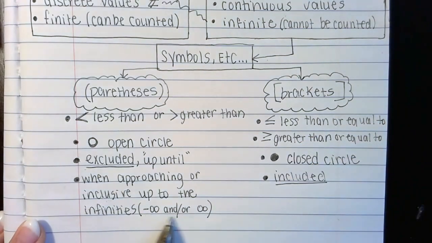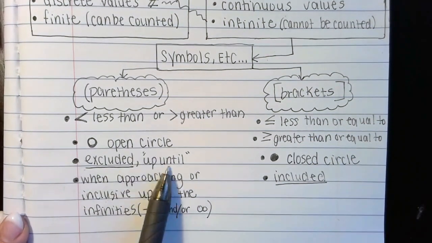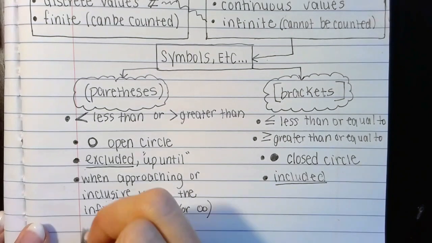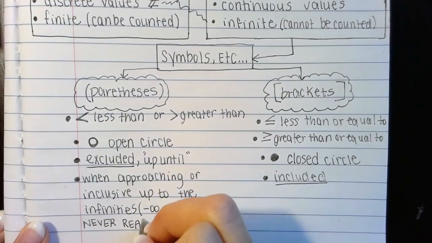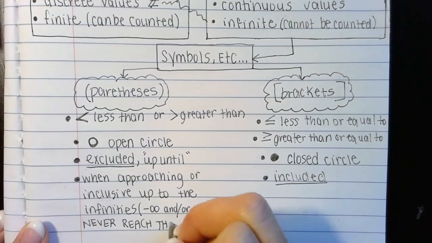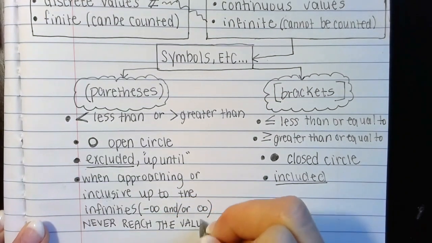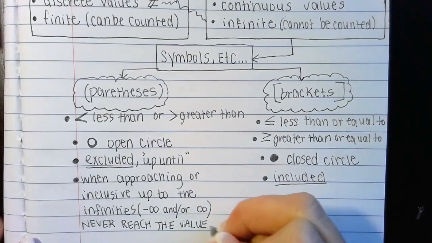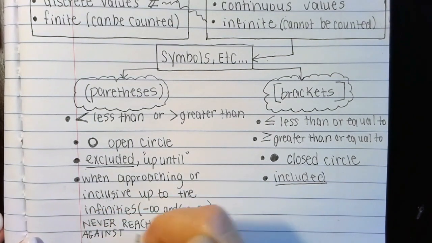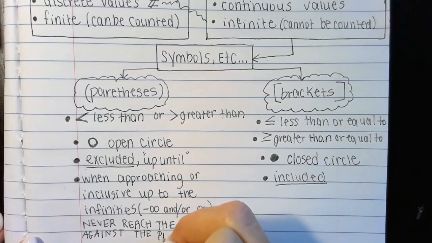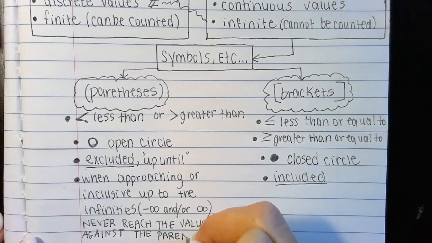Okay. Now with the infinities, you'll never reach them, up until you don't touch it. So you never reach the value. I don't want to say number because infinity is not really a number, against the parentheses. Okay. Whatever number you put against the parentheses, you never ever reach it. A little sad love story, right?